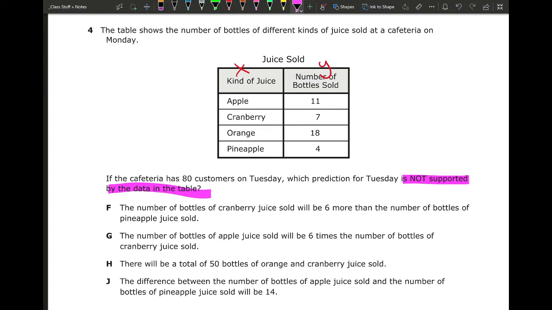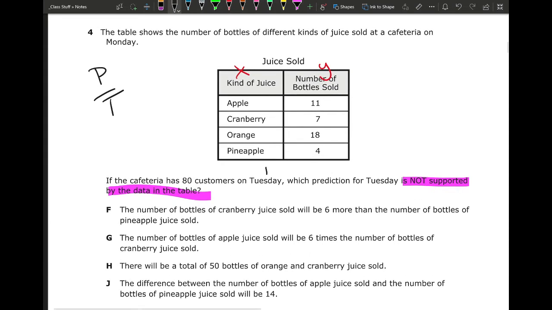And it's talking about predictions, so it's going to be probability. I know probability is always going to be part over total. So I need to find the total for something, which means most likely I'm going to have to add all of that. So before doing anything, let's go ahead and add that. 18 plus 11 is 29, plus 7 is 36, plus 4 is 40. So the total equals 40. I just added all this.